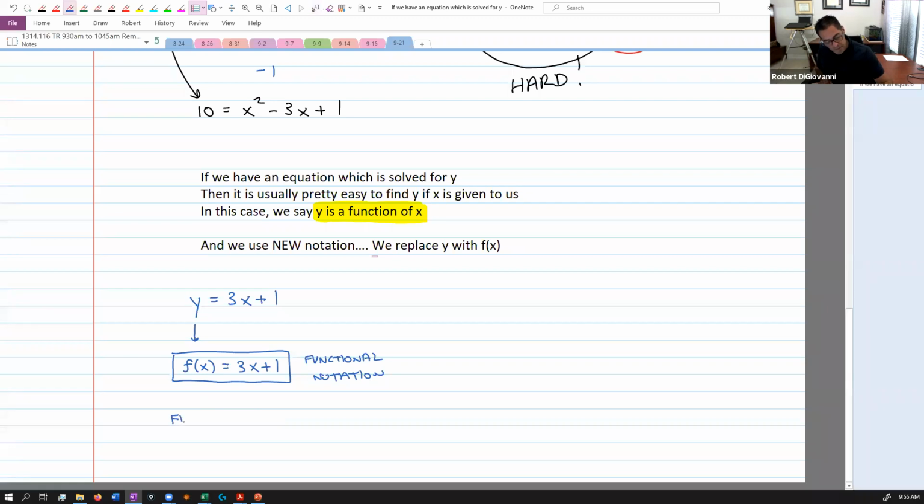So if I ask you now, find f of 2, and I replace that x with 2, then all you're going to do is rewrite this equation and replace the x with 2. The way we say this in words is f of 2. The way we say this is f of x.